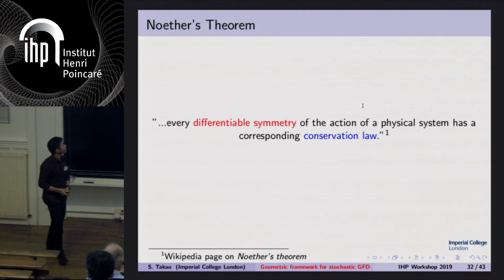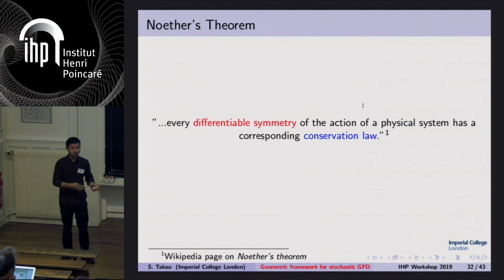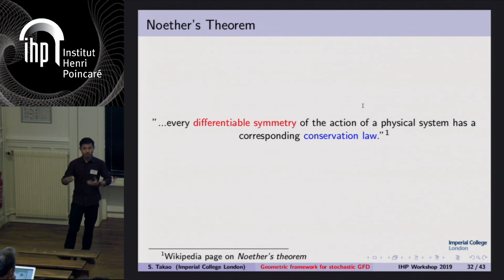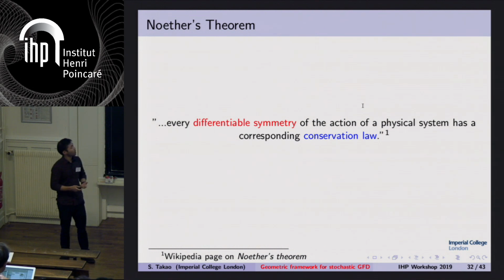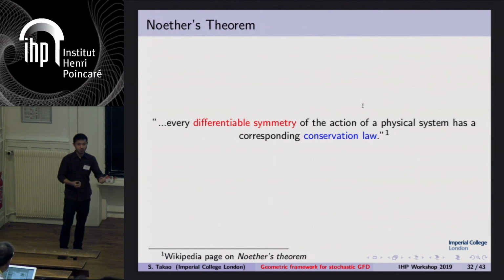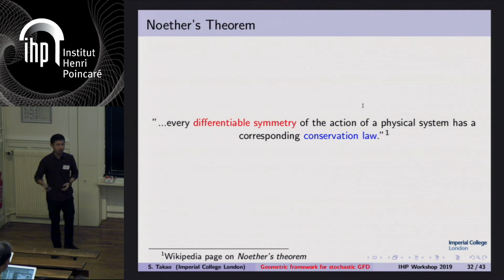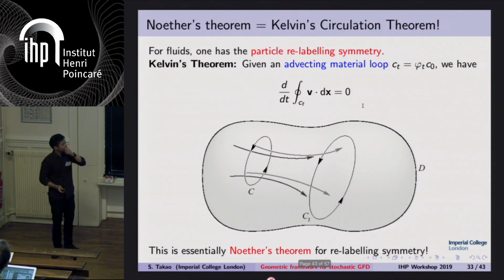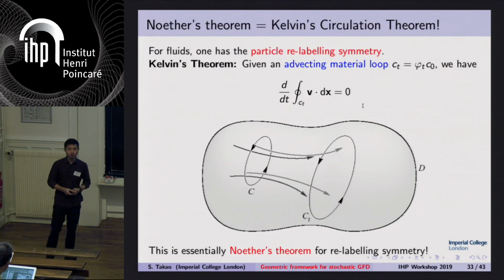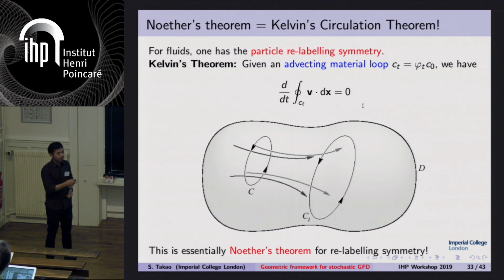Right. So now let's talk about the other important conservation law, which arises due to the symmetry of your system. This is a consequence of Noether's theorem, which relates symmetries in Hamiltonians to conservation laws. If you have a differentiable symmetry in your Hamiltonian, then this gives rise to a conservation law. That's Noether's theorem. For incompressible fluids, we saw that your symmetry is the particle relabeling symmetry. So your Hamiltonian is invariant under particle relabeling. By Noether's theorem, this should give rise to some conservation laws.